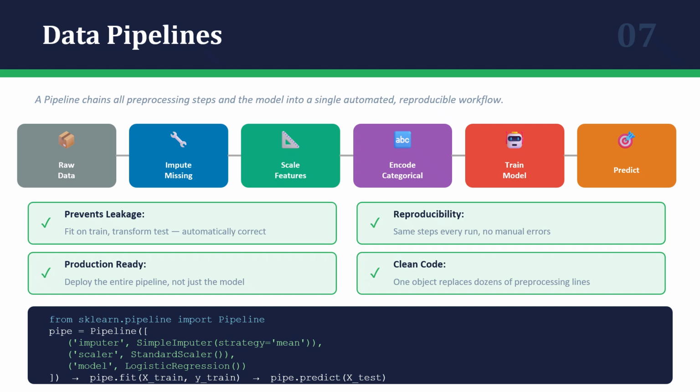And for production deployment, save the entire pipeline: joblib.dump(pipe, 'model.pkl'), and load and predict: pipe = joblib.load('model.pkl'), then pipe.predict(new_data).